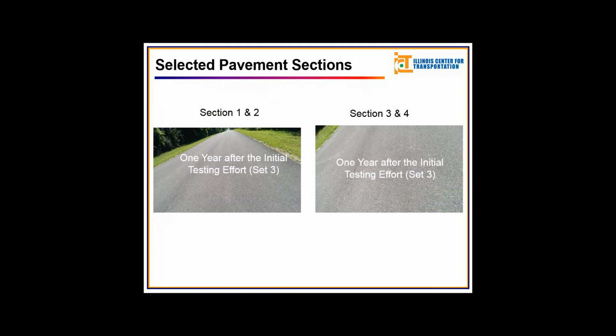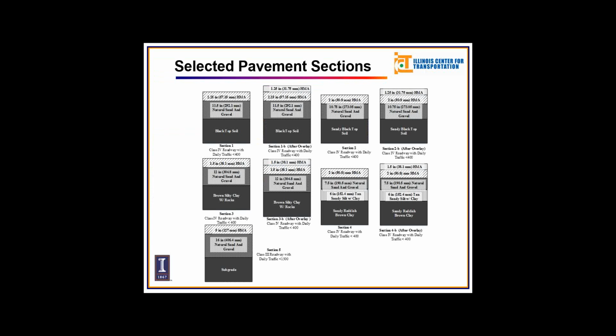Thank you. What were the original thicknesses of the initial pavement sections 1, 2, 3 and 4? How much asphalt was there? They had 2.25. Quarter? Yeah.